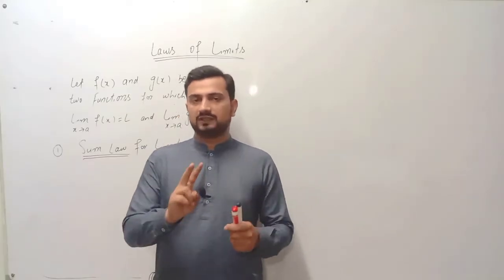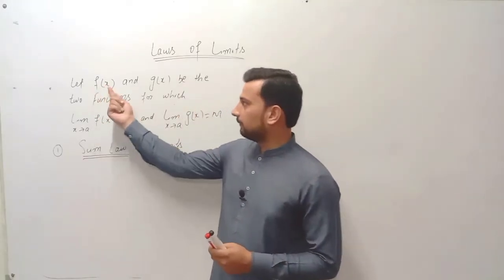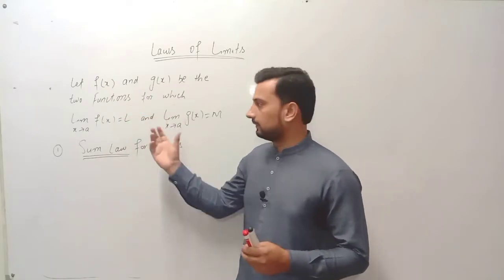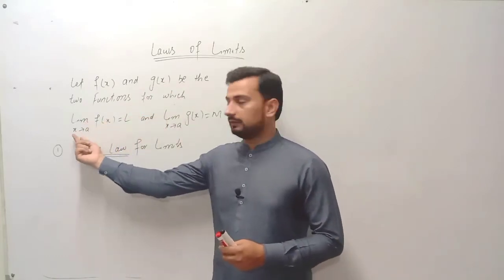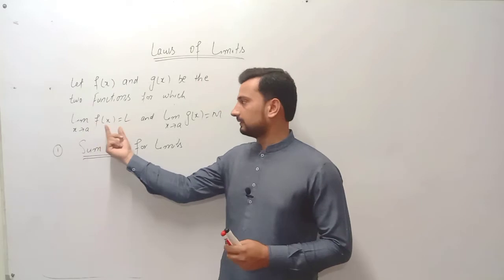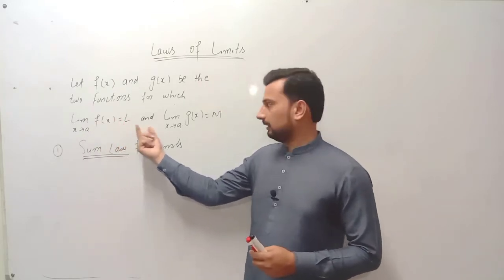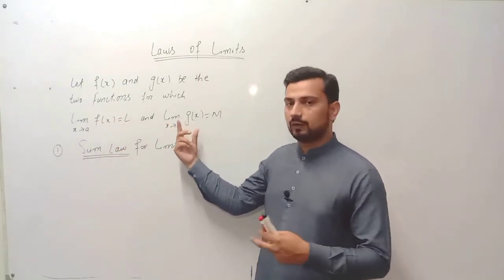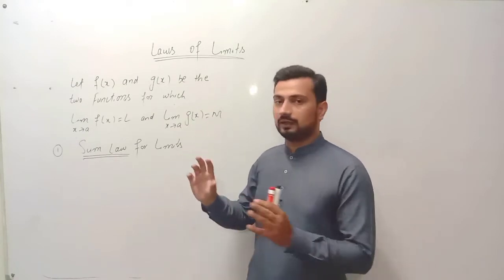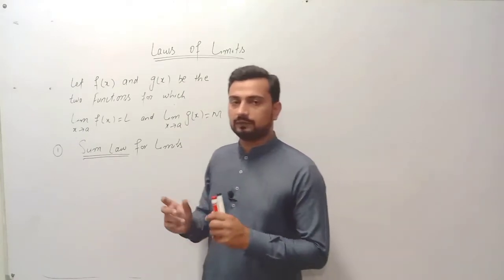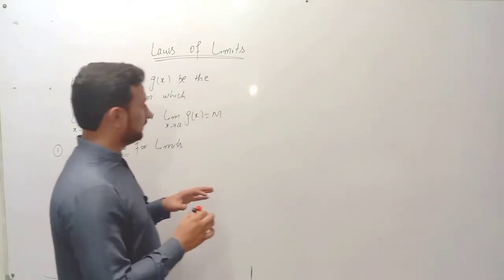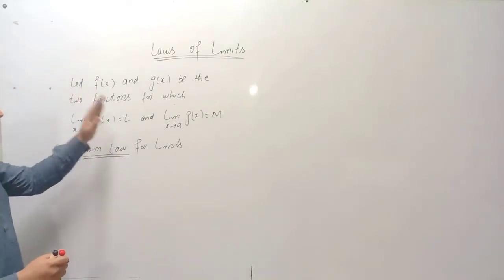So first we will define two functions. Let f of x and g of x be two functions for which the limit as x approaches a of f of x is L, and the limit as x approaches a of g of x is M. This is the basic definition of limits. So first we have defined these two functions, f of x and g of x.